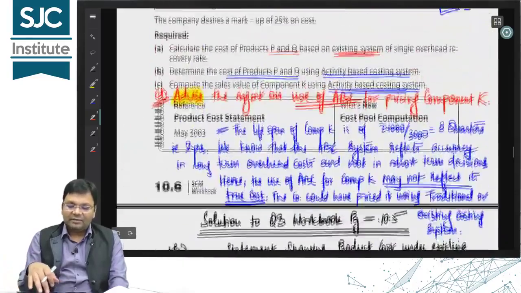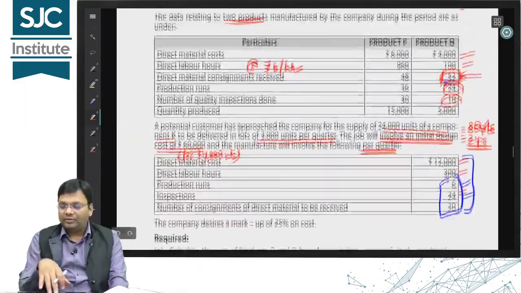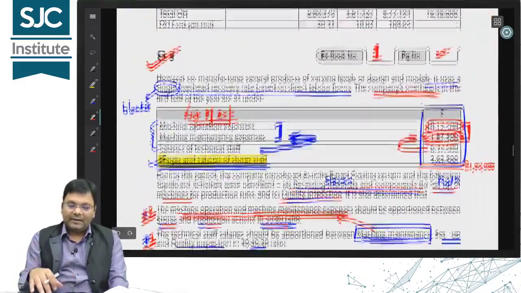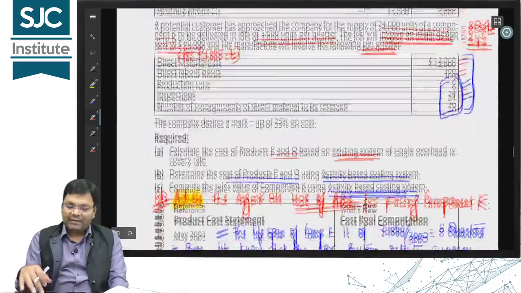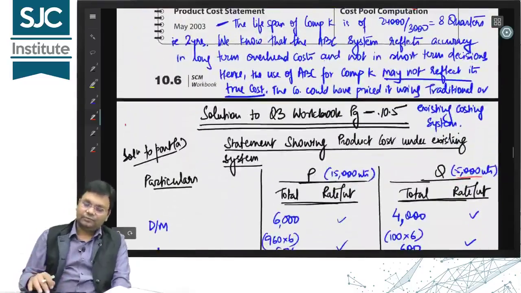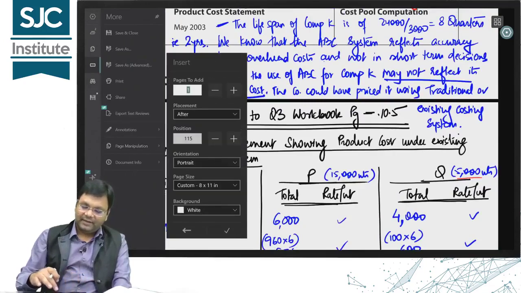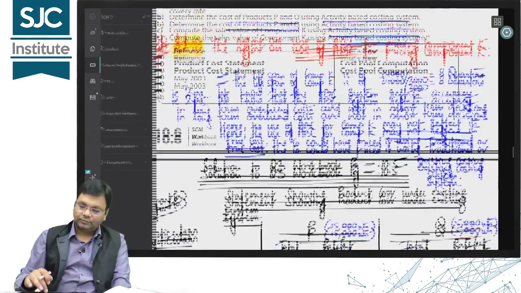I will suggest you write these points: how to reduce activity based cost of product Q.